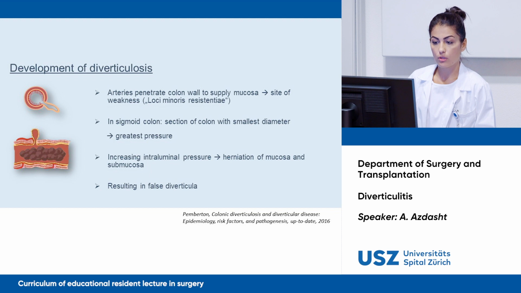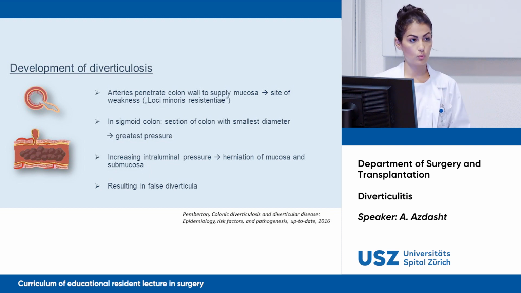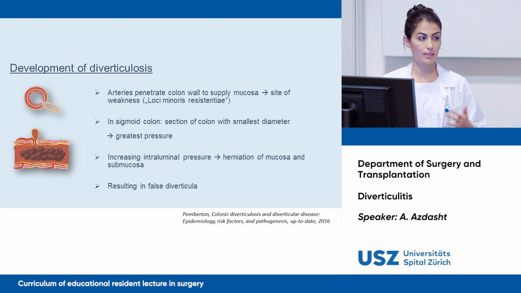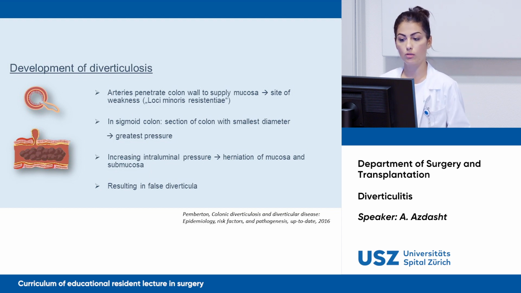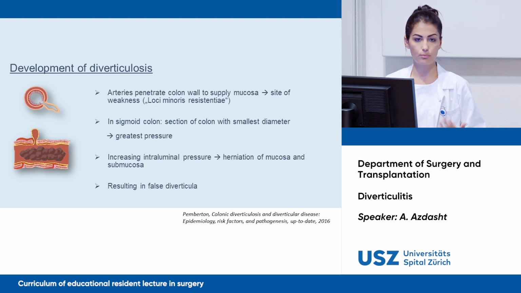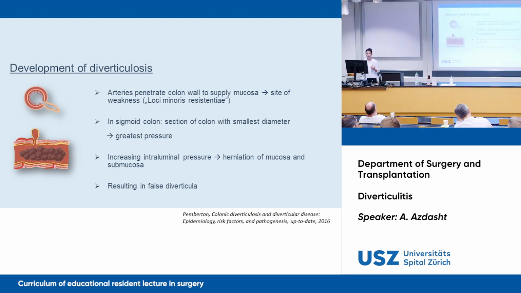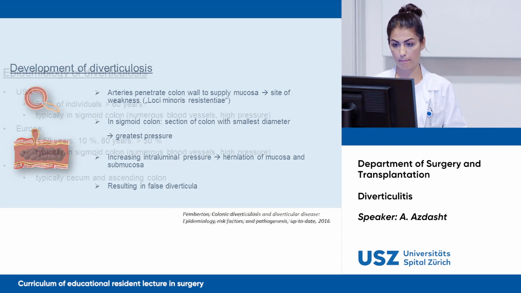So in diverticulosis, arteries penetrate the colon wall to supply the mucosa, and in this situation, we have a site of weakness. In the sigmoid colon, we also have the highest pressure due to the smallest diameter. So when we have an increasing intraluminal pressure, for example due to constipation, the herniation of the mucosa and submucosa is easily formed, resulting in false diverticula.